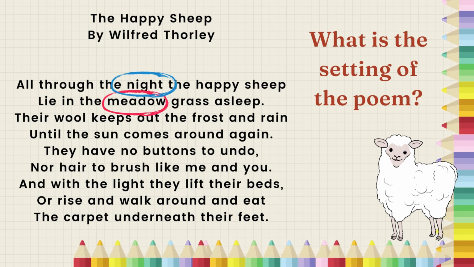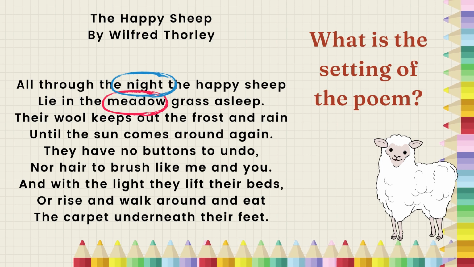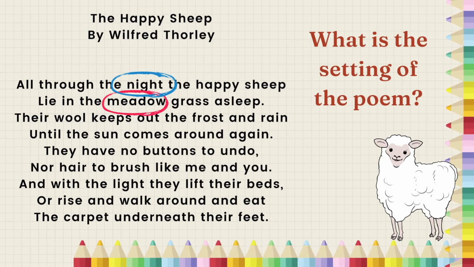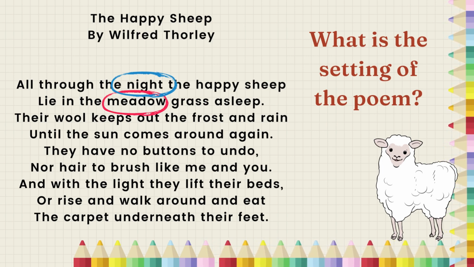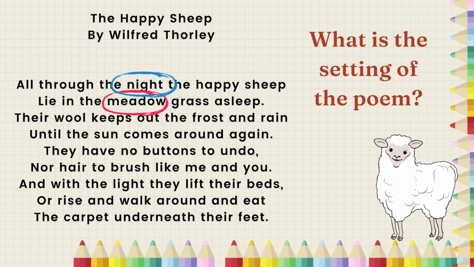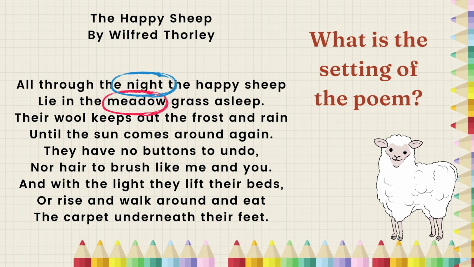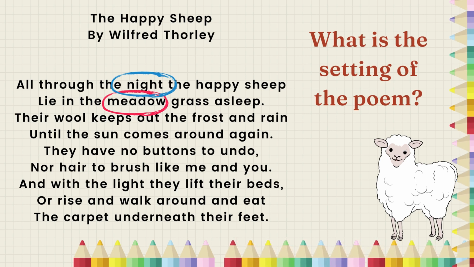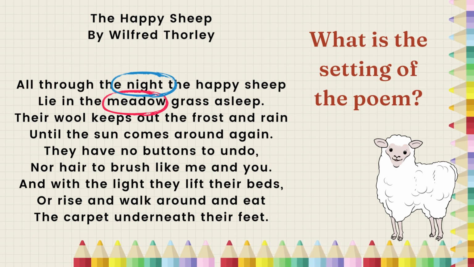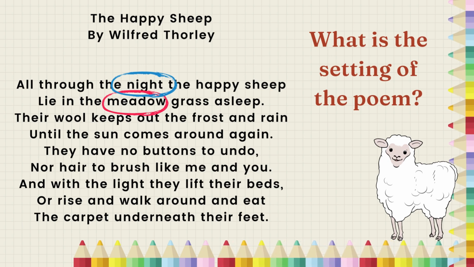Have you seen the setting of the poem? If your answer is night and meadow, you are correct. In the first two lines of the poem, a clue on the setting is already found. Just a reminder, it doesn't mean you found it already at the beginning or in just a few lines of the text. You will stop reading the whole selection.